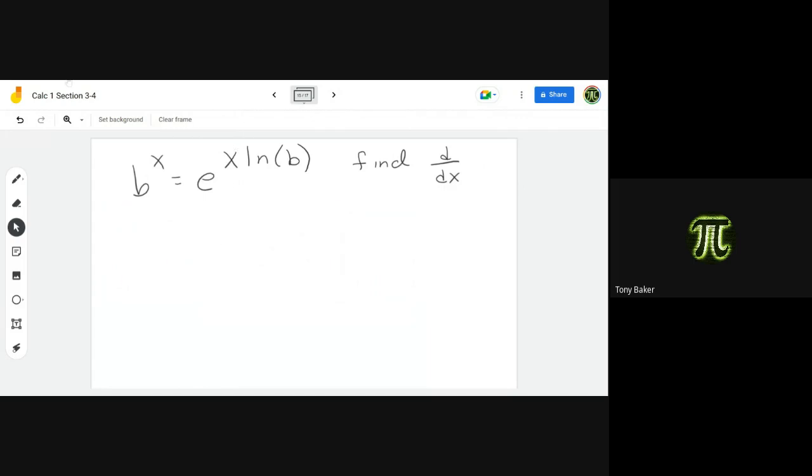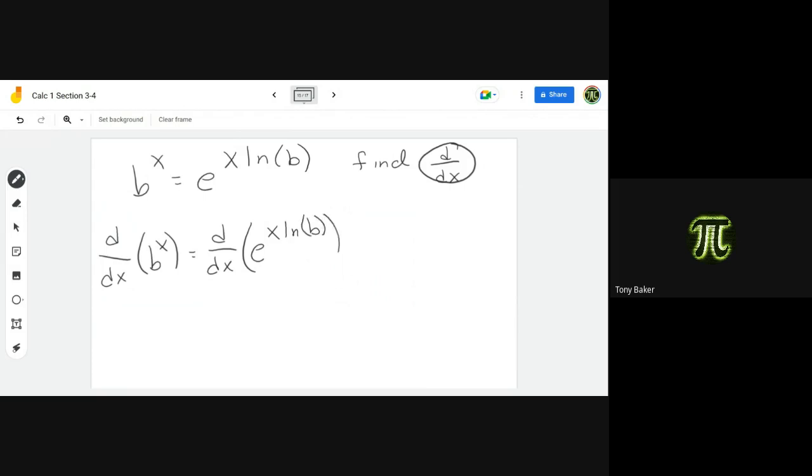All right. Let's find the derivative of both sides. So d/dx stands for derivative. That's just another way to write it. That's the Leibniz notation. So I'm going to do d/dx of b to the x, and then d/dx of e to the x ln of b. So I did the derivative of both sides. We can't do this side. You have no way to do that side. This side, we have a chain rule.